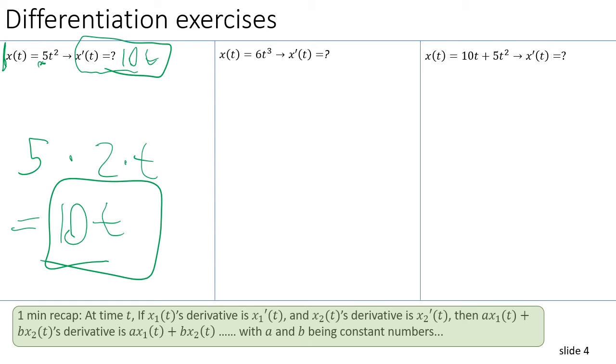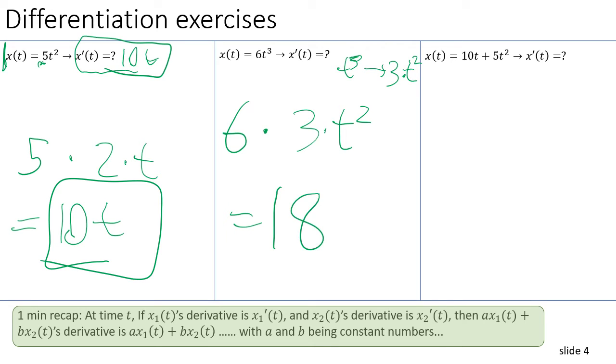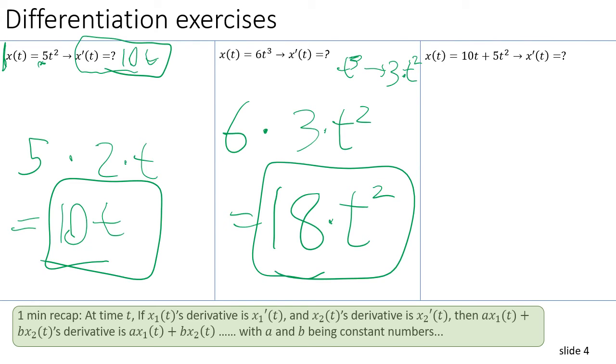Now, what is the derivative of x(t) equals 6 times t to the third power? First we move 6 aside. We know that the derivative of t to the third power is 3 times t to the second power. Then when we move 6 back into the picture, it's 6 times 3 times t squared. Our final answer is 18 times t squared. The derivative is 18 times t squared.